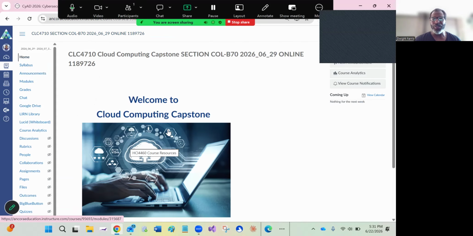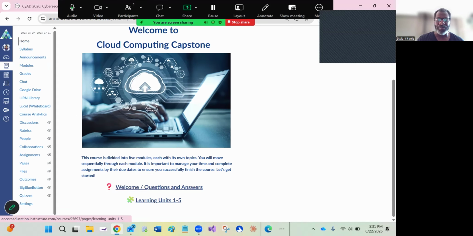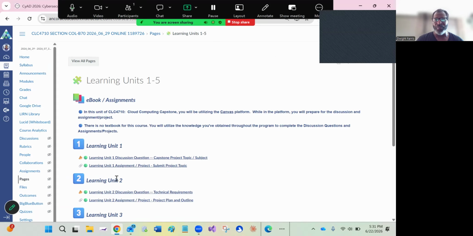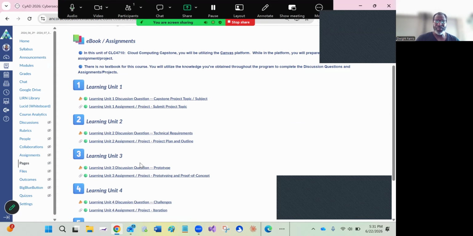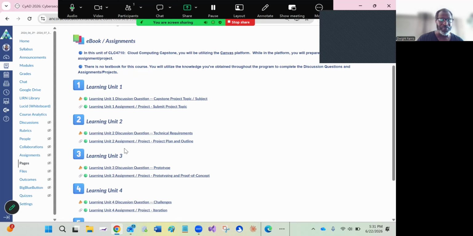Essentially, what you're going to work on as far as your capstone. Now we're going to begin to define what we refer to as technical requirements. What do you need? What are the functional requirements? What are the non-functional requirements? Essentially, what are you going to put together to create your prototype or proof of concept?